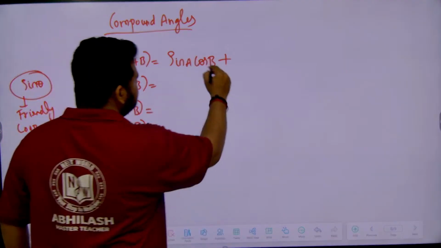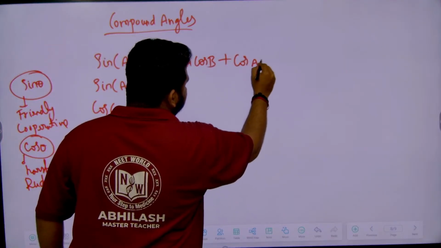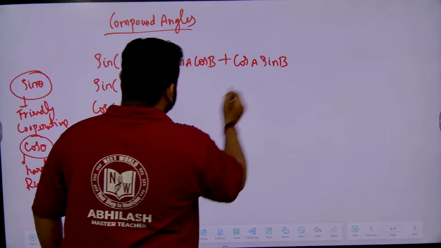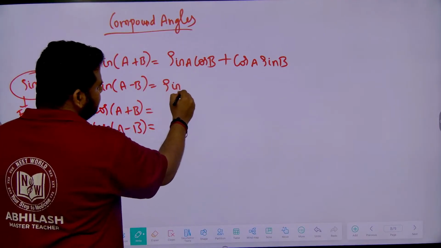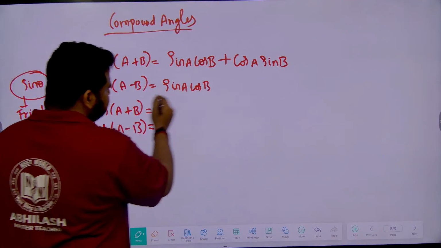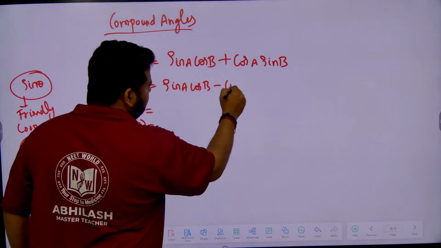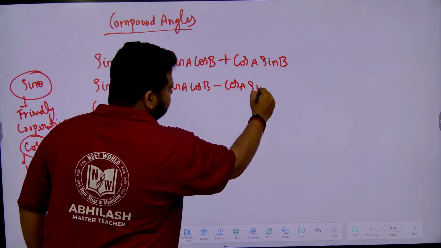Plus will become plus only. Then what is it? Cos A sin B. Next, the same thing, you have to write down sin A cos B. I asked him to open the door, he opens. So cos A sin B.